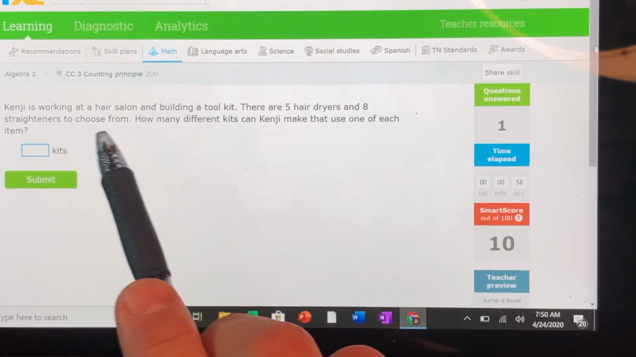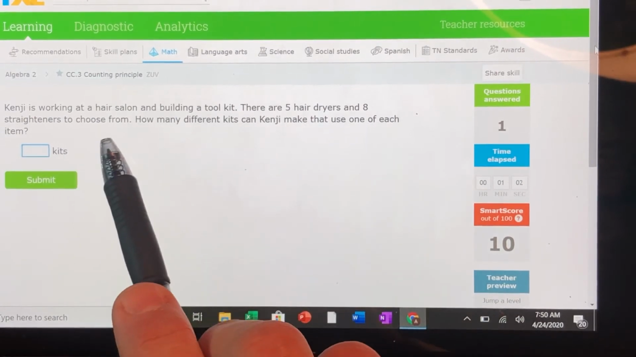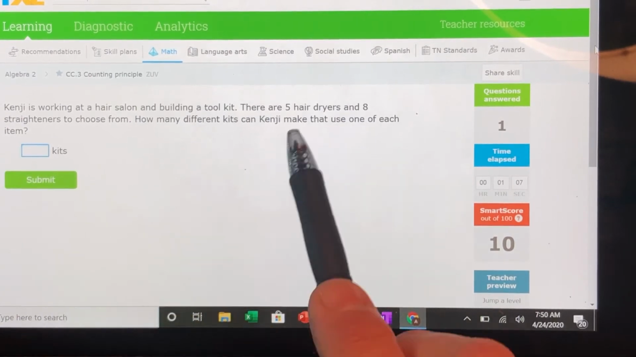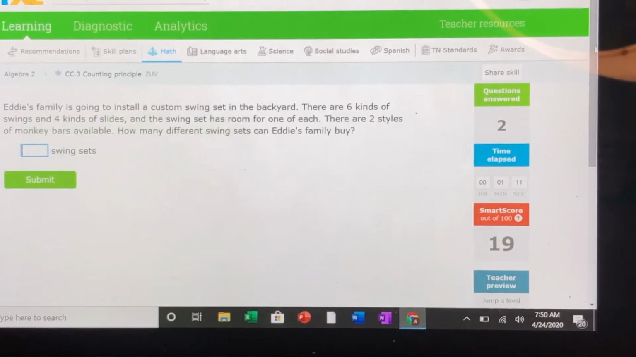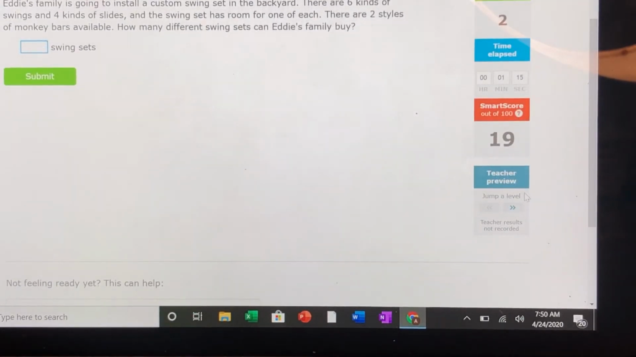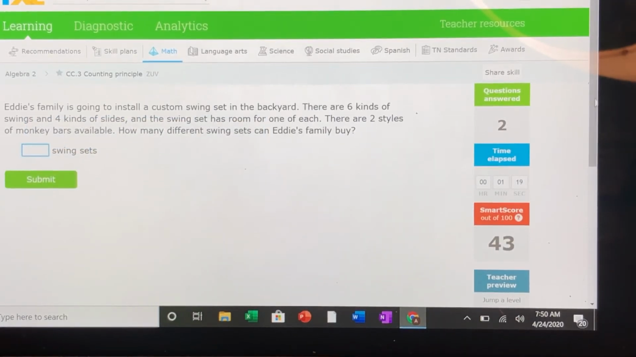So Kenji is working at a hair salon and building a toolkit. There's 5 hair dryers, 8 straighteners to choose from. How many different kits can Kenji make that use 1 of each item? 5 times 8, 40. Let's jump up a level.